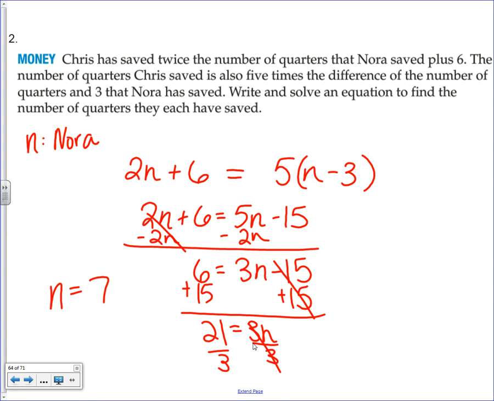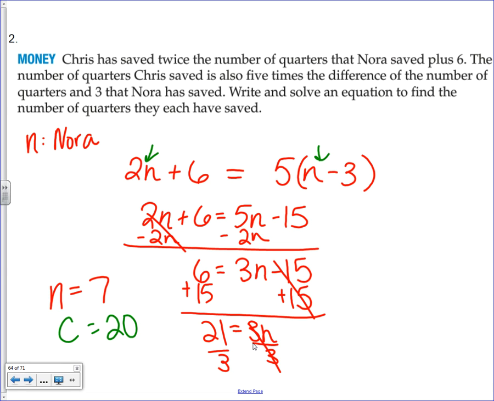Yeah, 7 quarters. How do I figure out how many Chris has? You're going to plug it in. You're either going to put it right here or you're going to put it right here. Where do you guys want to put it, left or right? Left. If I put it on the left, what is 2 times 7 plus 6? So Chris has 20 quarters. Nora's got 7 and Chris has 20. How many dollars is that? 20 quarters is $5. 7 quarters is $1.75. So that's $21.75.